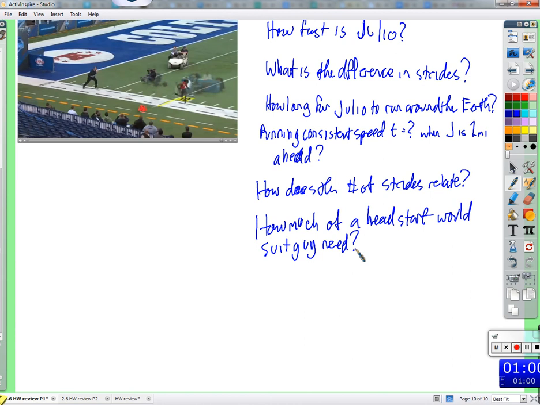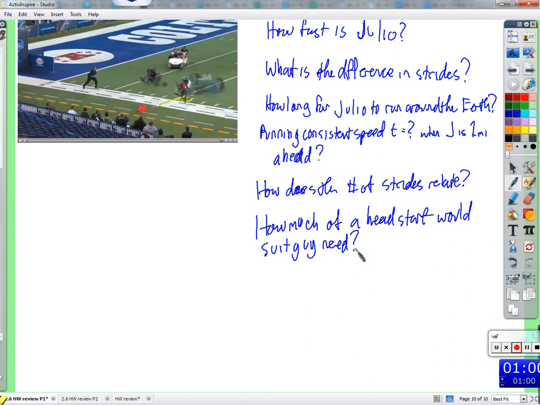Good question. I'm just curious, if you were to do their time and their distance, would you be able to find out how many strides they do? Can you find out how far they go with each stride? Yeah, all these things are related. If I knew how many strides it took and how far he went, then I could take the distance divided by the number of strides to get how long the stride was.